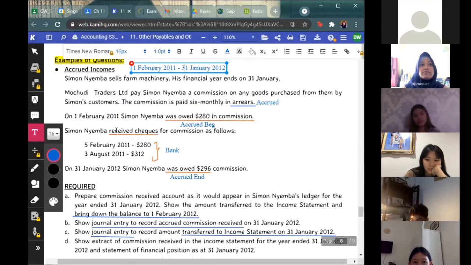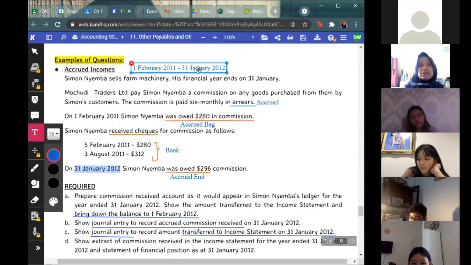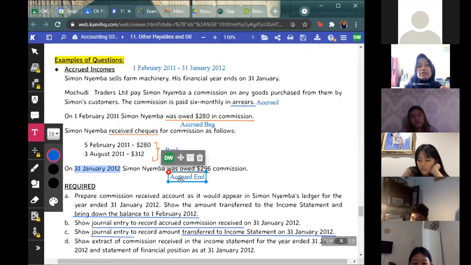Next, Simon Yemba received checks. Since we are in the incomes, this represents bank. You have two receipts, on 5th of February and 3rd of August. And then on 31 January 2012, which is the end of the accounting period, Simon Yemba was owed 296 commission. It also represents the accrued end.